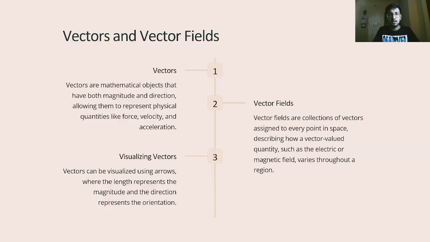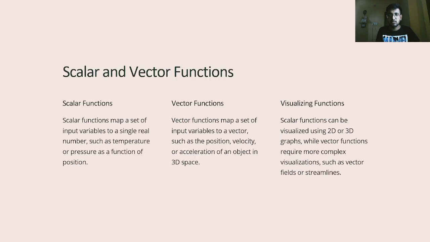Vectors and vector fields. Vectors are mathematical objects that have both magnitude and direction, allowing them to represent physical quantities like force, velocity, and acceleration. Second one, vector fields are collections of vectors assigned to every point in space, describing how a vector valued quantity such as electric or magnetic field varies through a region. Visualizing vectors: a vector can be visualized using arrows where the length represents the magnitude and the direction represents the orientation.